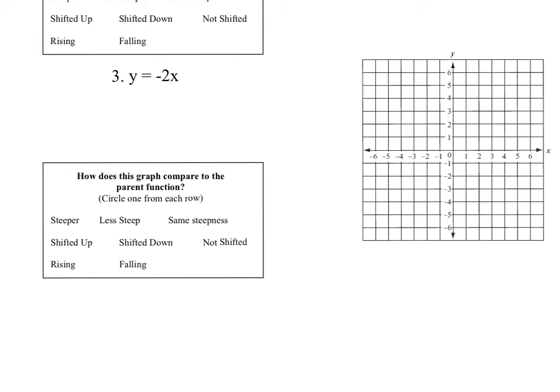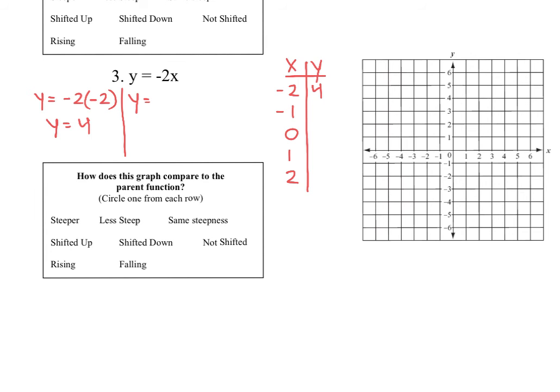Okay, this equation is y equals -2x. So now we're throwing in a negative sign there. All right, let's see what that does to my graph. So I make my xy chart, and I'm going to plug in -2, -1, 0, 1, and 2 again. Show my work for 3. So I have y equals -2, and I'm going to plug in -2. So that gives me +4. When x is -2, y is +4.